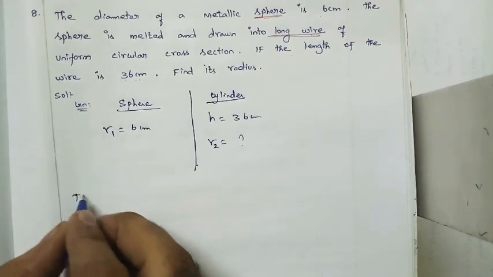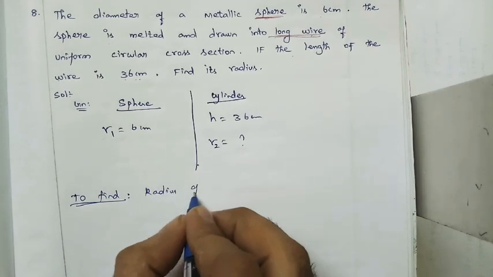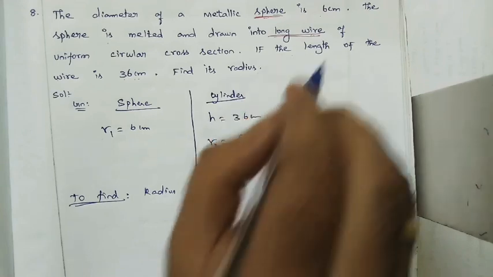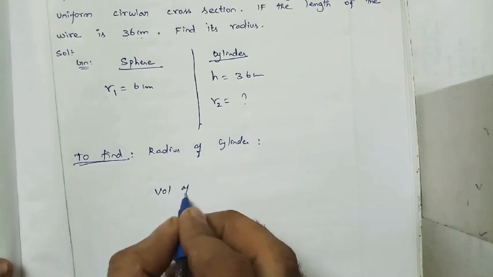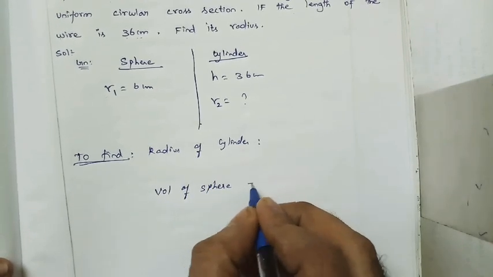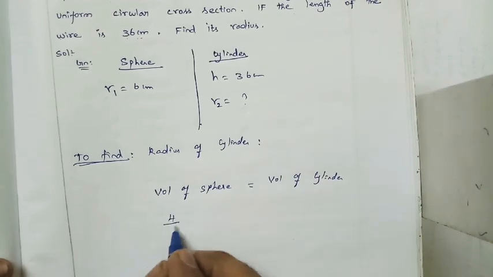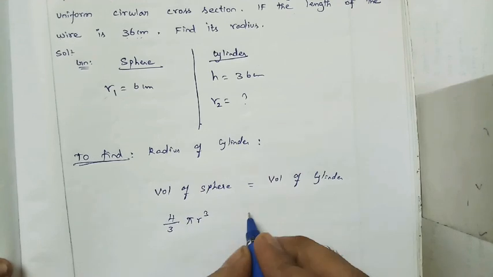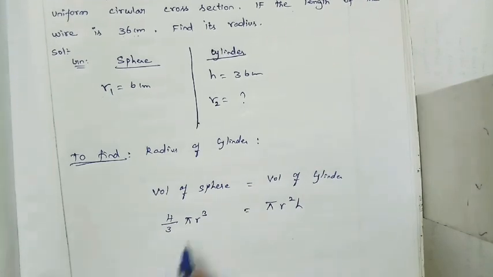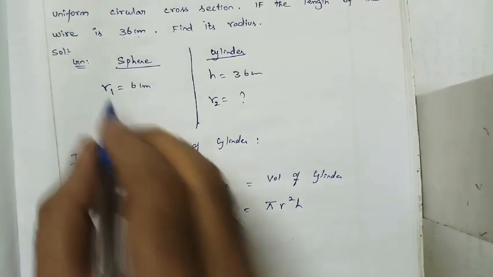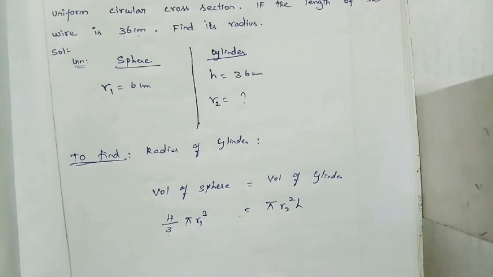Now what do we want to find? The radius of the cylinder, or the radius of the long wire. We already know the volume of the sphere is equal to the volume of the cylinder. The formula of the volume of the sphere is 4 by 3 pi r cube, and of the cylinder is pi r square h. But we want to differentiate the radii. The radius of the sphere is R1. So 4 by 3 pi R1 cube is equal to pi R2 square h.